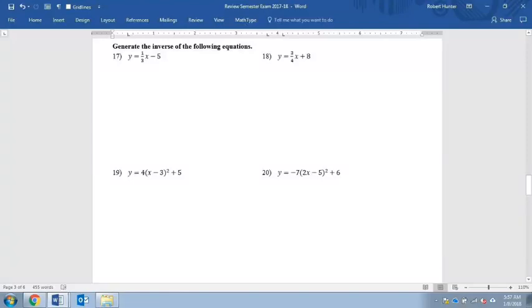Okay, inverses. There's going to be quite a few inverse questions on there. Some of them are equations, some of them are calculations, some of them are graphs, things along those lines, or tables. So you've got to be ready for inverses no matter what.